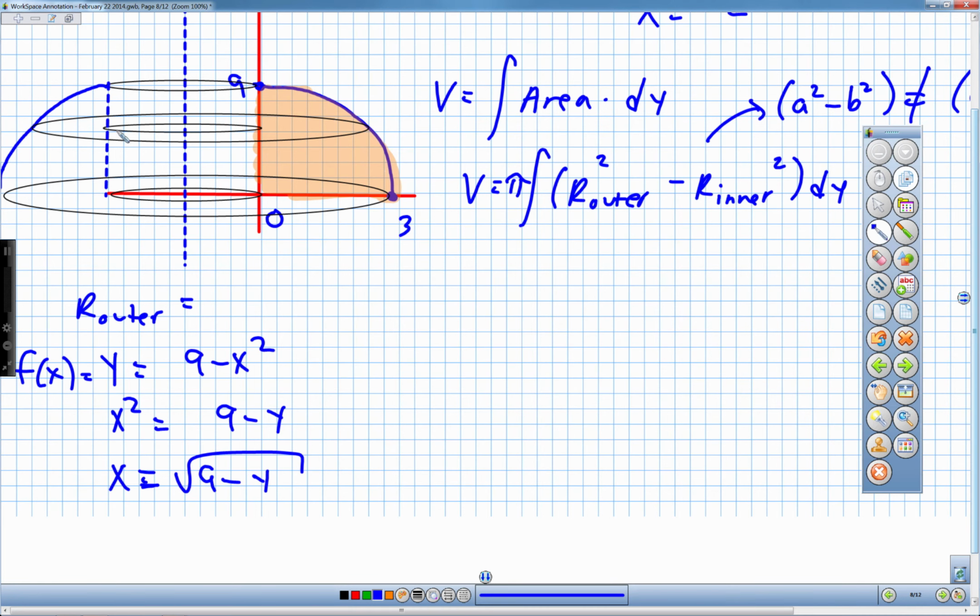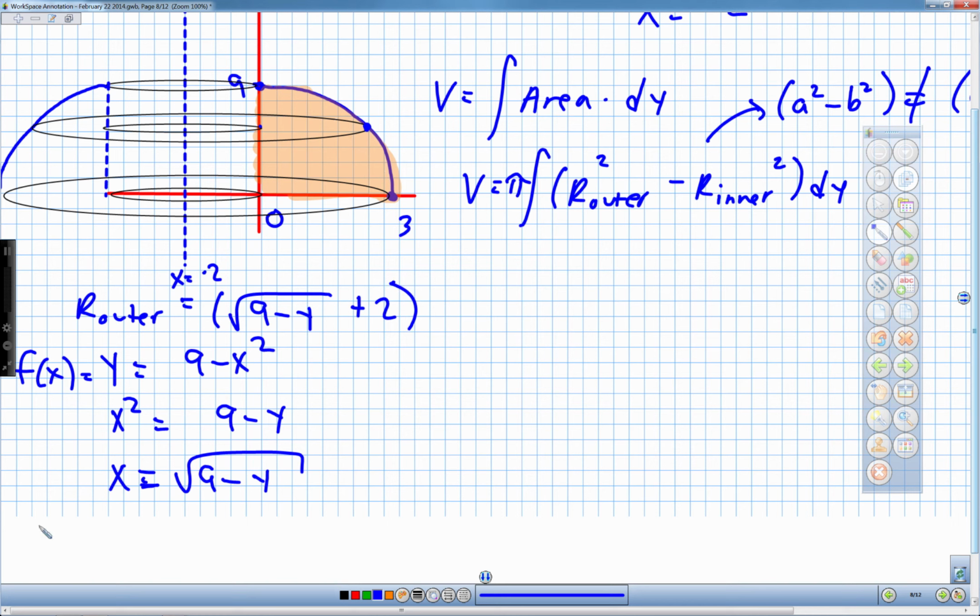And so I claim that the radius of the outer circle is going to be my function plus this extra little chunk, which I believe was 2. This length is 2. Yes, it's at x equals negative 2, but this length is my function plus an additional 2. And so my r outer, the radius of my outer circle, is going to be the square root of 9 minus y plus 2.